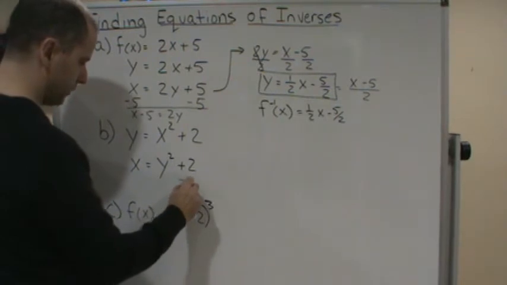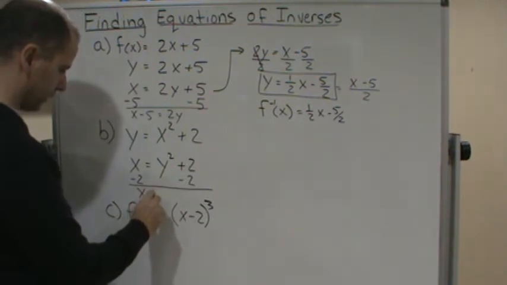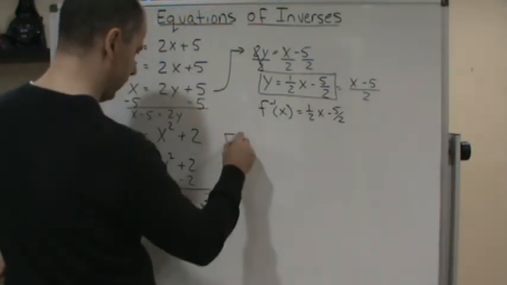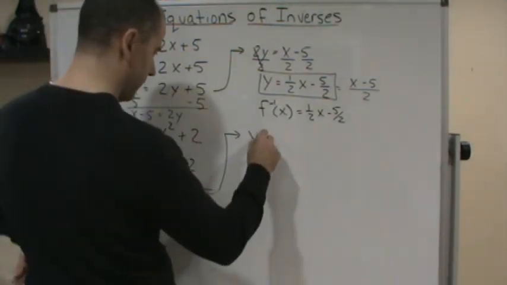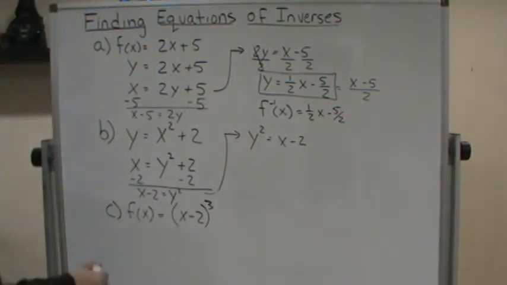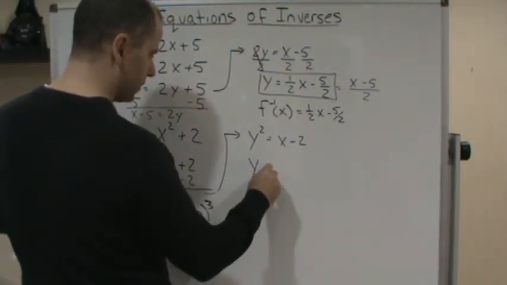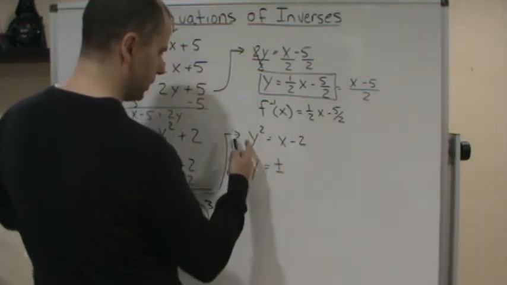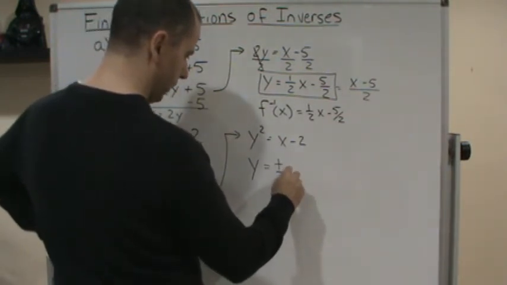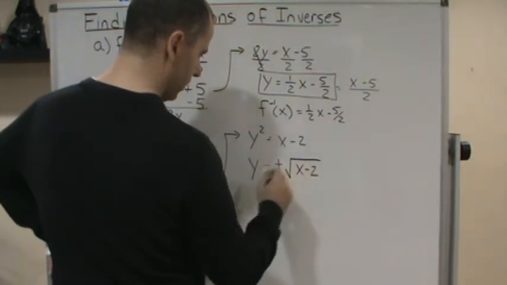So let's start by subtracting 2 from both sides. And so we get x minus 2 is equal to y squared. And so we're going to write this as y squared equals x minus 2. And now, again, I've got to solve for y. So I'm going to take the square root of both sides. But notice what happens when I take the square root of both sides. I have to have a plus minus because, again, it's an even power. So we're going to get an even root. Okay? So we're going to get plus or minus the square root of x minus 2.